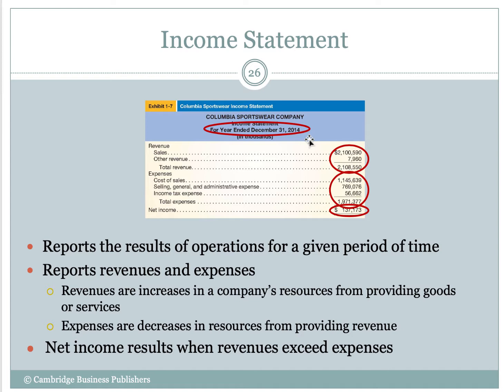Within the income statement, we have revenues and expenses. To figure out our net income, we take our total revenue and subtract out our total expenses. Revenues are increases in a company's resources, and that increase results from either providing a service or selling a good. Expenses are decreases in resources, again from providing that revenue.